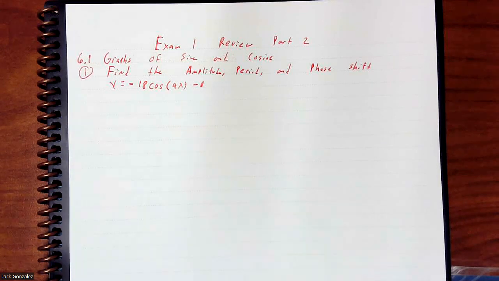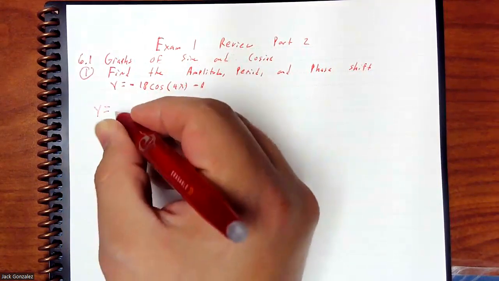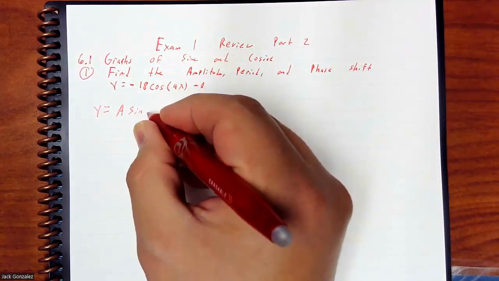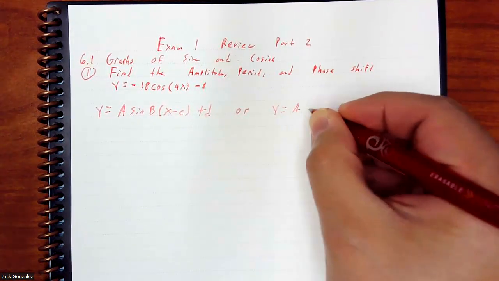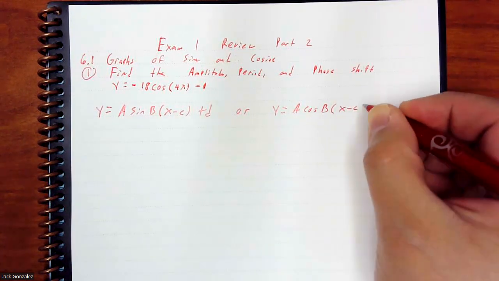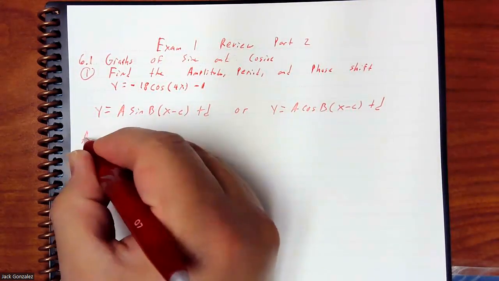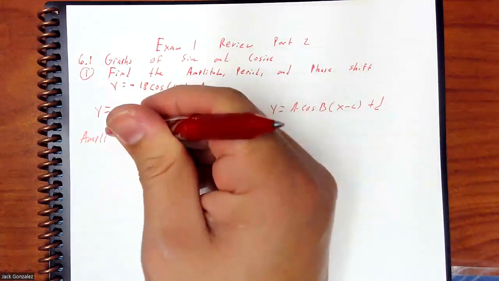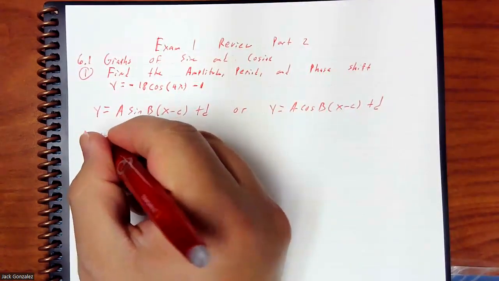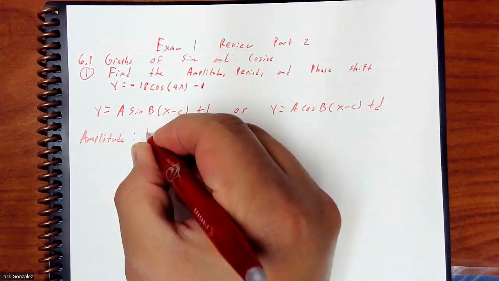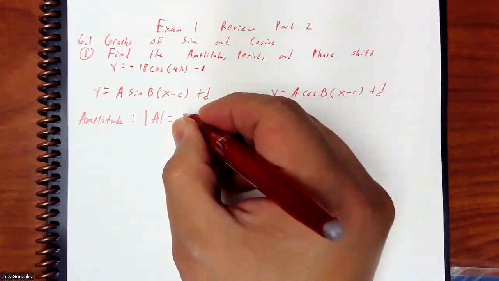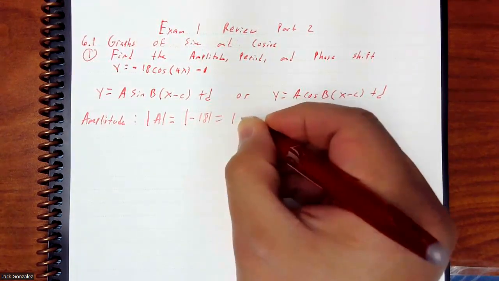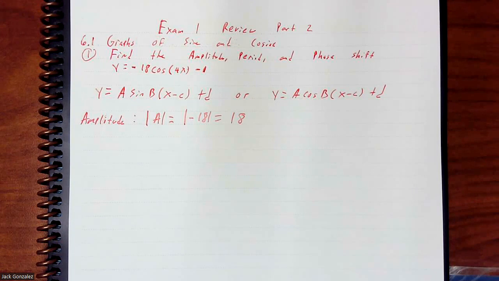So using this formula, y equals a sine b times x minus c plus d, or y equals a cosine b times x minus c plus d. We know that our amplitude is the absolute value of a, which in this case is going to be what? What is a? 18. Yeah, so right here we have the negative 18, which becomes 18, right? So on the exam, I expect you to write amplitude equals 18, positive. Don't put negative.